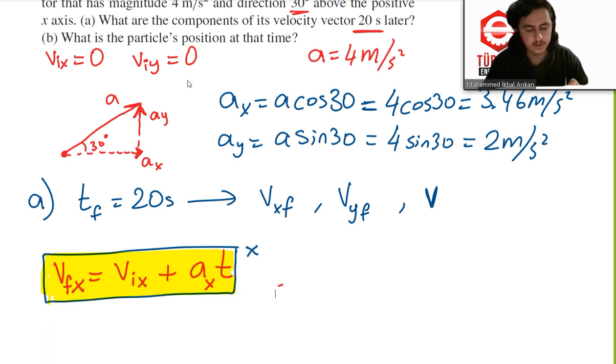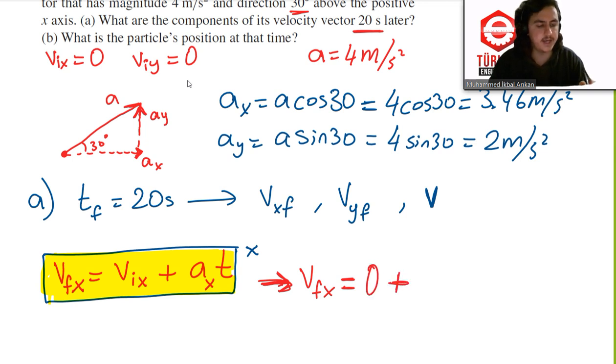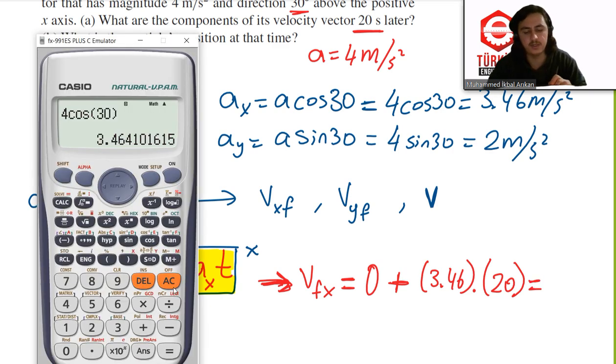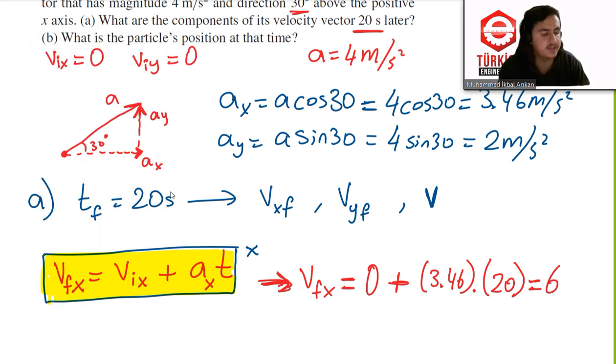So v final x, I'm asking for it, will be equal to v initial x, and it is actually given, it is 0, it's starting from rest. What about ax? I calculated it is 3.46 meter per second squared. Multiplied by time will give me the unit of meter per second, which is the unit of velocity. What about the time? It is given, it is 20 seconds. So I will multiply 3.46 by 20 seconds. That will give me the final velocity, which is 69.2. This is the final velocity in x.